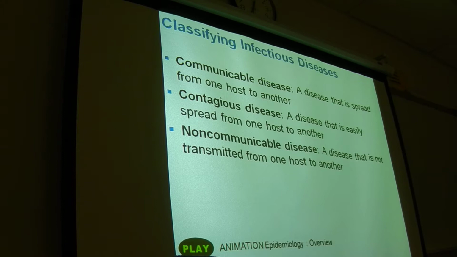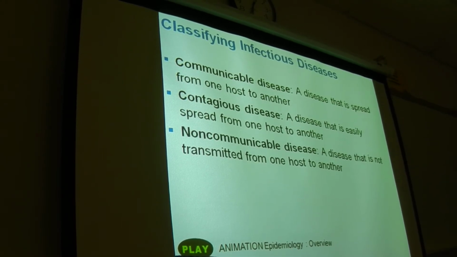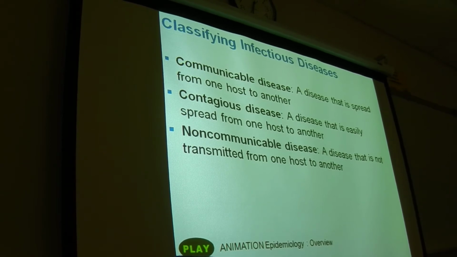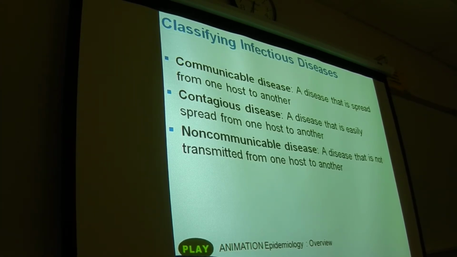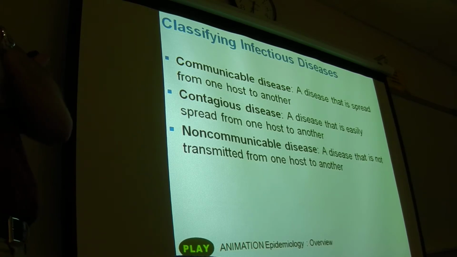Okay, here's another one that I didn't know until I started teaching this course. I'd heard them, but I didn't know the difference. So there's a communicable disease versus a contagious disease. Communicable disease is a disease that is spread from one host to another. A contagious disease is a disease that is easily spread from one host to another.